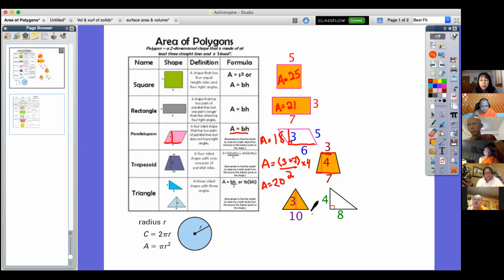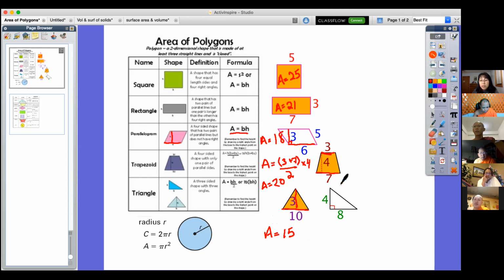So we know the triangle is base times height divided by 2. So the base is 10 and the height is 3. Okay, so what is the area of this triangle? No, not 30. You have to divide by 2. Base times height divided by 2 is a triangle. 15. Nice job. Okay.